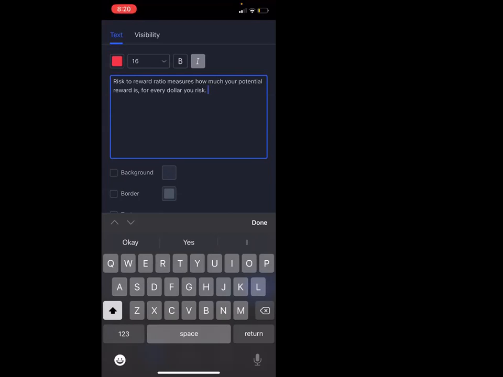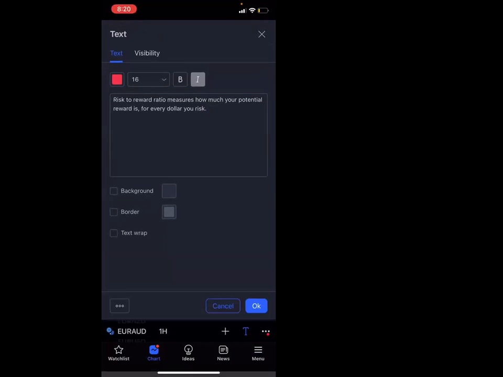So say if you got a 1 to 7 risk reward. I'm getting tongue tied. Risk reward, right? 1 to 7 risk reward. That means you're risking $1 to potentially make $7. So if the trade hits stop loss, you're only losing $1. But if it hits TP, you're gonna make $7. So that's basically what risk to reward ratio is.